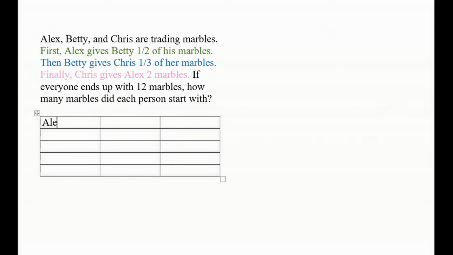Alex, Betty, and Chris. At the end of all the transactions and exchanges, each ended up having 12 marbles. So I'm going to put 12 here.